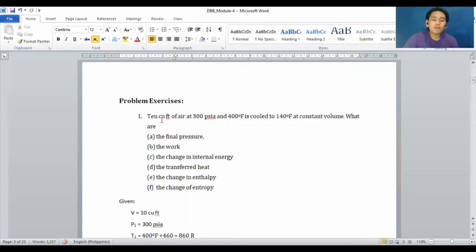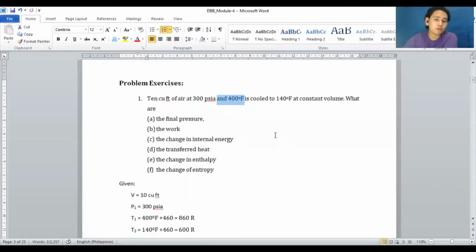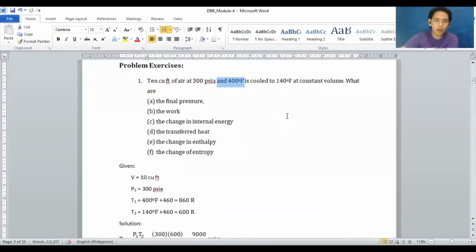So now, 10 cubic feet is our volume. Since it is constant volume, as you can see here in the problem, V1 equals V2. Then your P1 is 300 psia, and your T1 is 400 degrees Fahrenheit. Please take note that when you are using temperature, it should always be in absolute temperature, which means it should be in Kelvin or Rankine. And then your T2 is 140 degrees Fahrenheit.